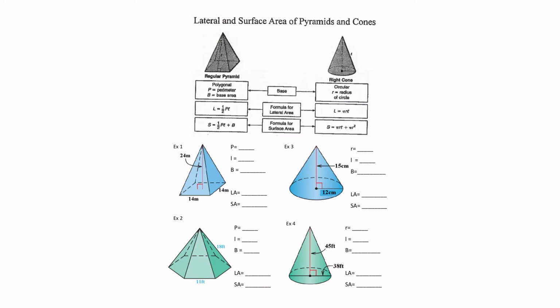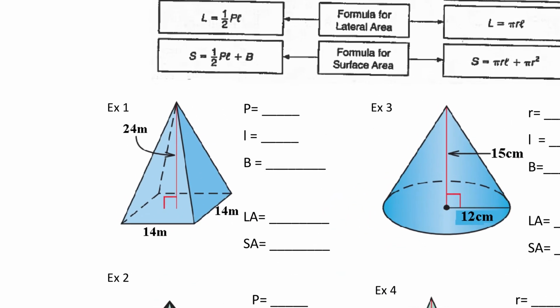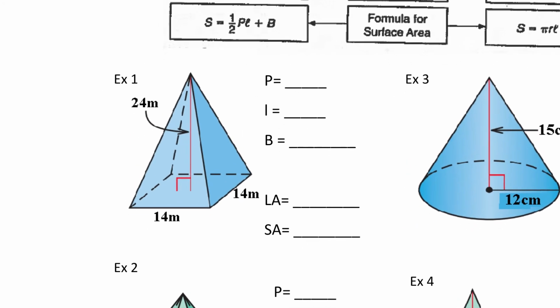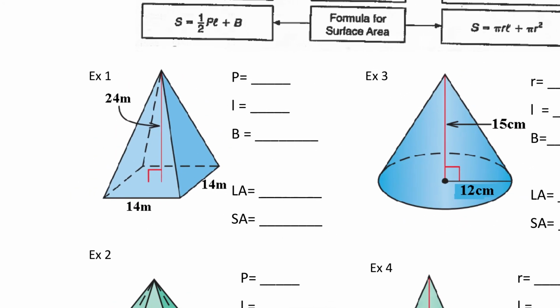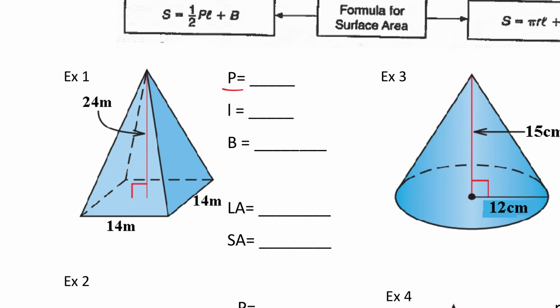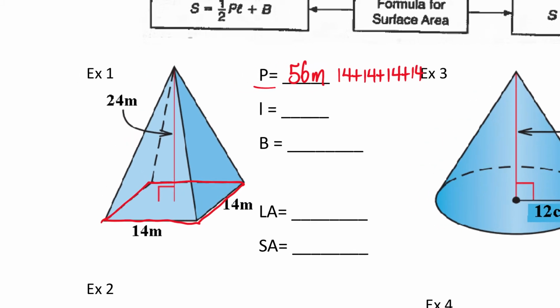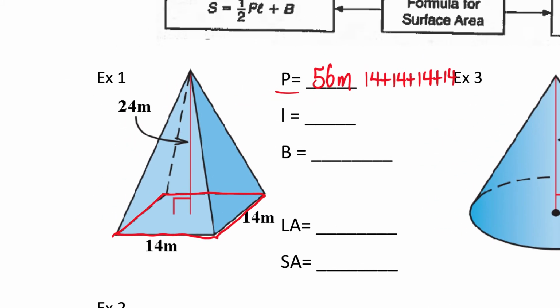Okay. So let's flip it over. And on example 1 here, what does the capital P stand for? Perimeter of the base. We have 14, 14, 14, and 14. 56. Yeah, this should be a little cursive L. No, I'm saying the 24. Oh, yeah, that's what we're about to talk about. Okay, so what does the L stand for?